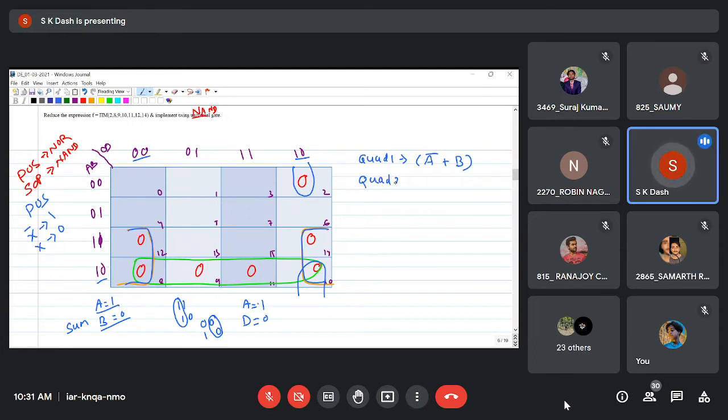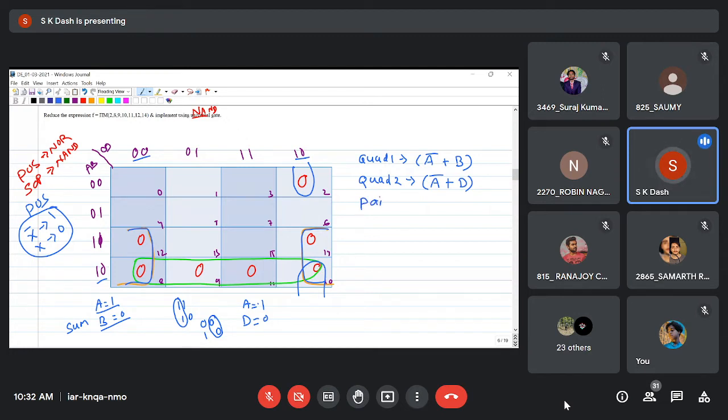So what I can write for this quad 2? A equal to 1 means what? A bar or A? क्या लिखूं? A equal to 1. Just A bar. Compare with this. This will be A bar plus B equal to 0 means B.